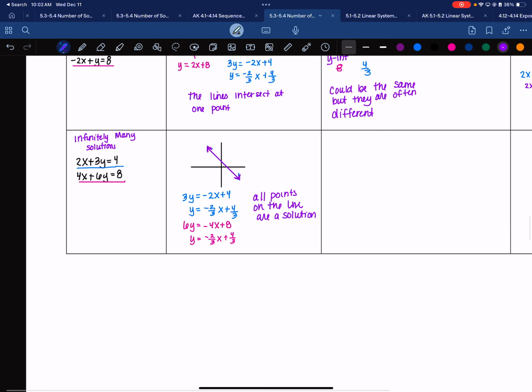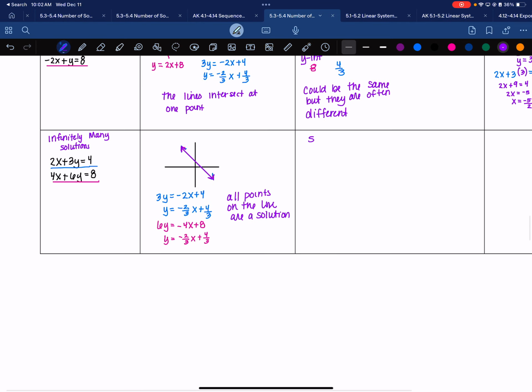Okay, so tell me about the slopes. Yep, because we had negative 2/3 and 2/3. Tell me about the y-intercepts. They are the same. Are they always the same for infinitely many solutions?